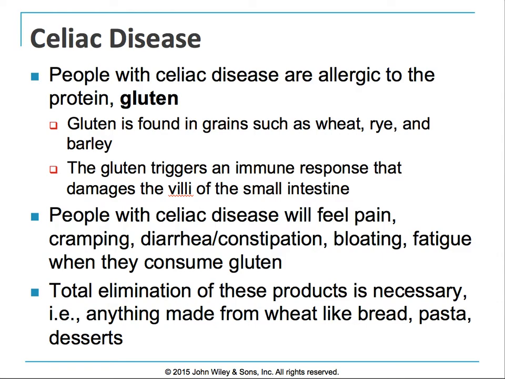People who have celiac disease will feel pain, cramping, diarrhea and constipation, bloating, and fatigue when they consume gluten. If somebody truly has celiac disease, total elimination of these products is necessary. So anything that contains gluten needs to be eliminated from the diet. This includes things made from wheat, like bread, pasta, and many desserts.